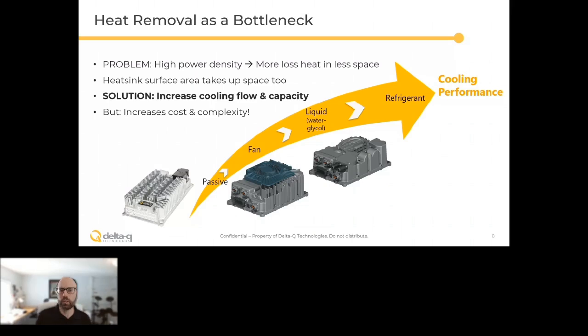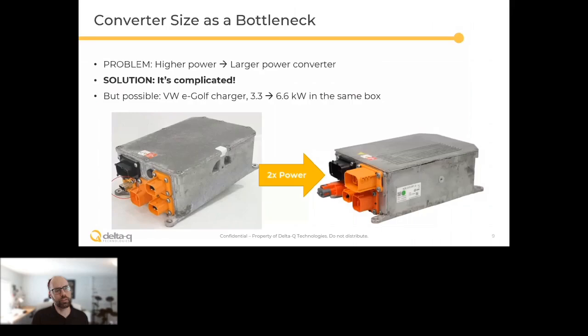So that's it for the bottlenecks on the system side, but then there's the actual converter itself. So this may seem obvious, but a higher power converter is a larger converter. So how do you fit more power into the same box? The solution isn't going to be a single bullet point. That's what we're going to spend most of the presentation talking about, but it's complicated, but it is possible.